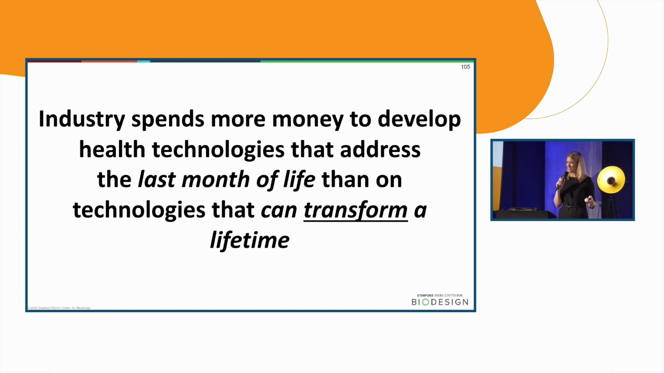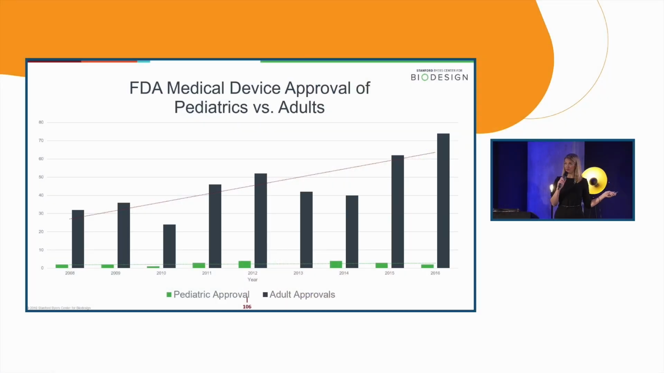And I don't think I have to convince any of you of this, because all the wonderful presentations before today already have. But just something to think about and put in your head: industry truly spends more money to develop health technologies that address the last month of life than on technologies that can transform a lifetime. And that's really sad. And it's really sad when you're a neonatologist who cares deeply about your patients. But if you don't believe that, I know that you've seen some of this data before, you can believe what the FDA puts out. So guess which line is pediatric approvals? The blue one or the green one? We all know it's the green one.